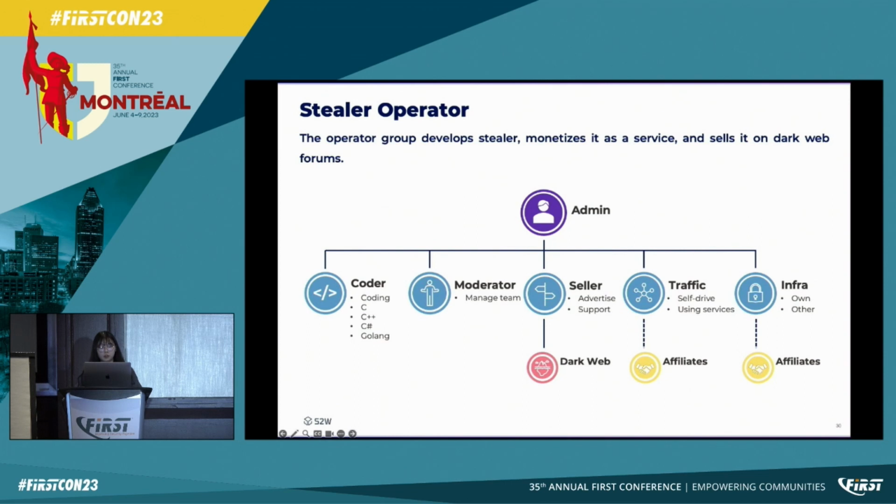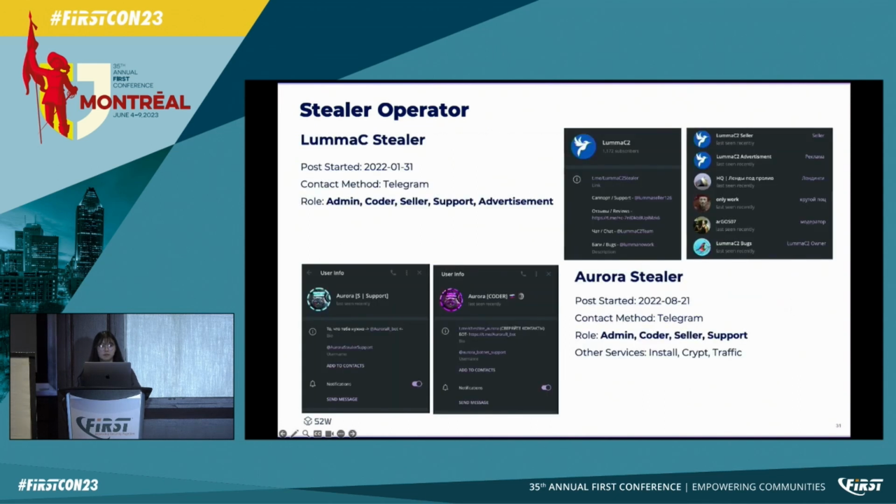First, for the stealer operating group, there is an administrator who oversees the planning of the stealer and services. The coder plays a crucial role in developing the stealers and builds using specific programming languages. A moderator acts as a manager to ensure the members are following the rules of the team. Additionally, there is a seller who actively sells their services. And lastly, traffic and infrastructure aspects are organized through affiliate or partnership arrangements, ensuring smooth operation. In fact, in the private chat of the stealer operating group, you can see a list of crew members, and all have a similar structure.